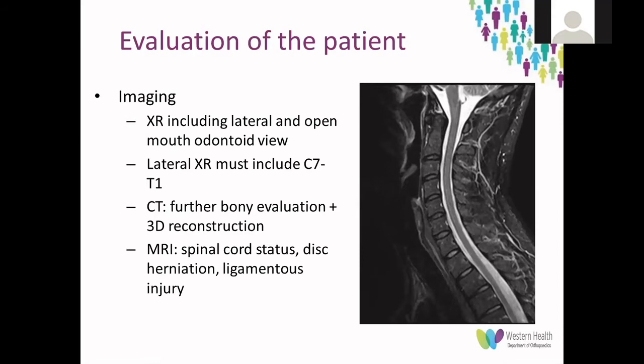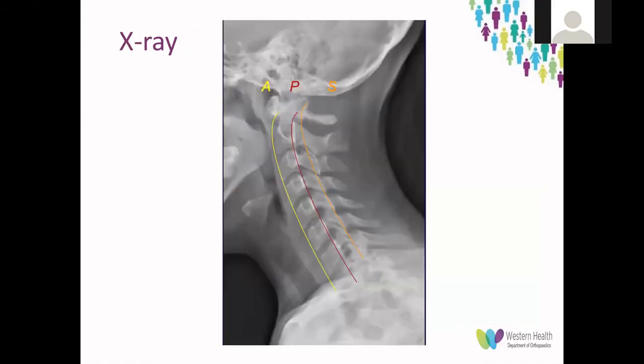And MRI is really the gold standard for assessing the cord, the disc, and any ligamentous injury. So looking at a normal X-ray, if you're in the emergency department as a junior doctor, you're looking at the congruity of the lines on the lateral X-ray: the anterior vertebral line, the posterior vertebral line, and the spinolaminar line there. And it's important to look for translation or subluxation through those lines.